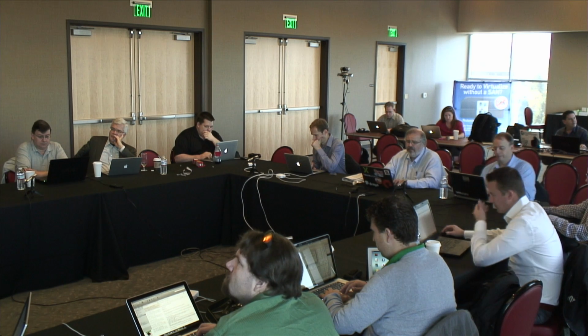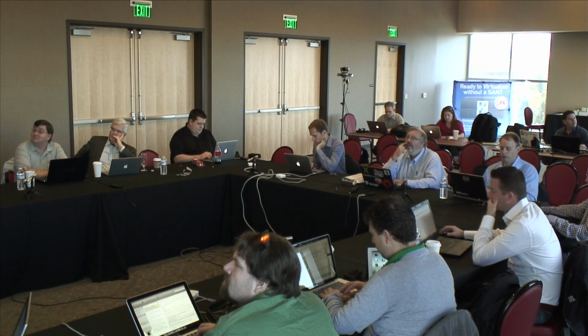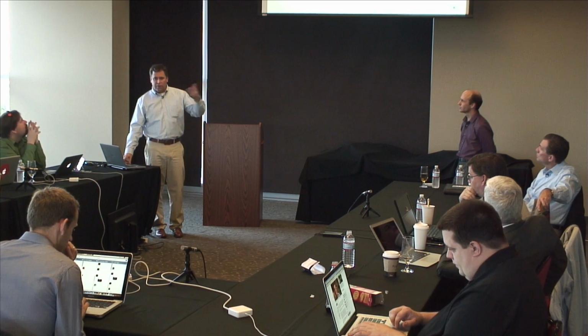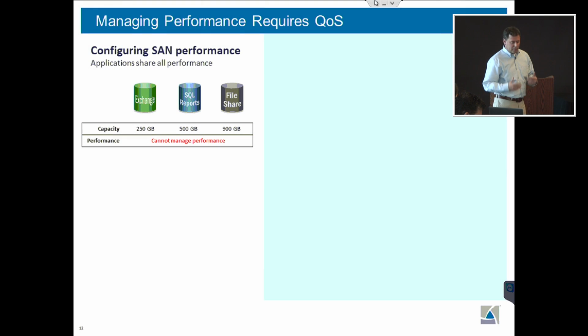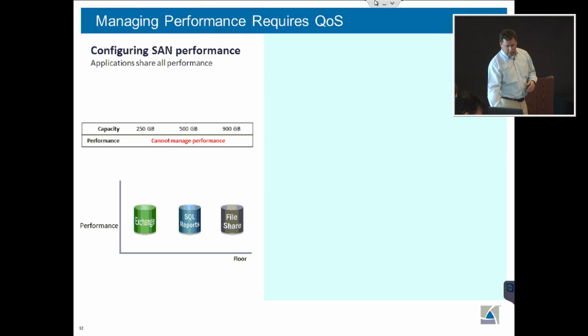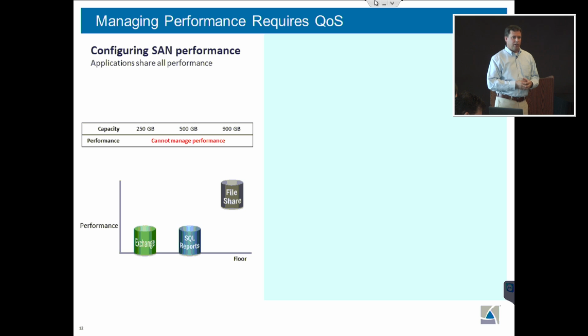You guys all know this, that today you configure SAN performance, you don't really manage it. And all we mean by that is, depending on the number of disk drives, the controller, the number of ports, that basically gives you one big pool of performance resources that all of the applications that are sharing that tap into. So when one application spikes, the other applications are impacted. This is how every shared storage system works today.